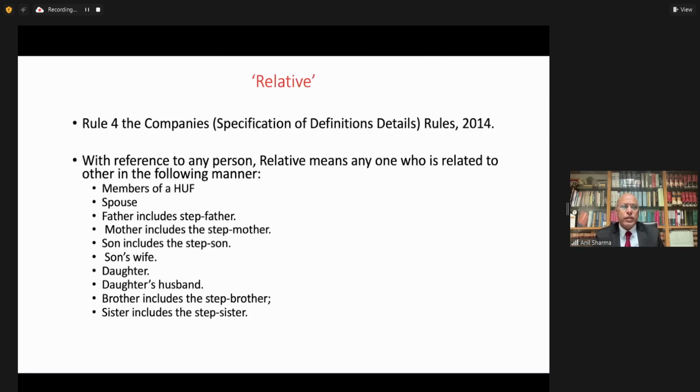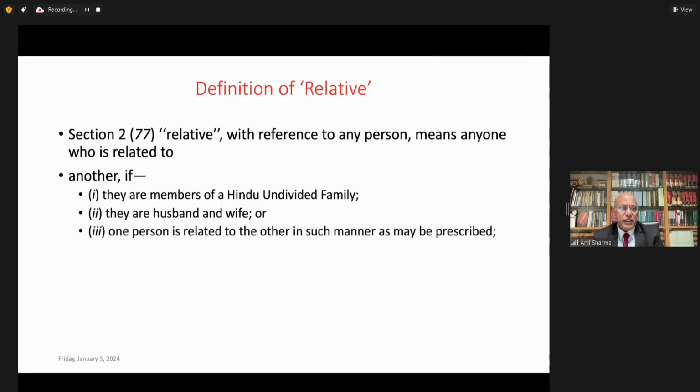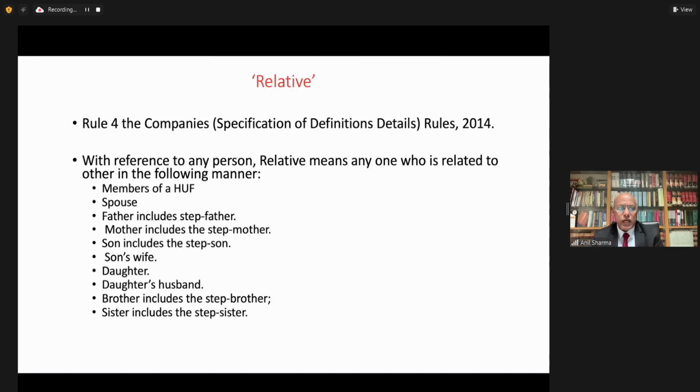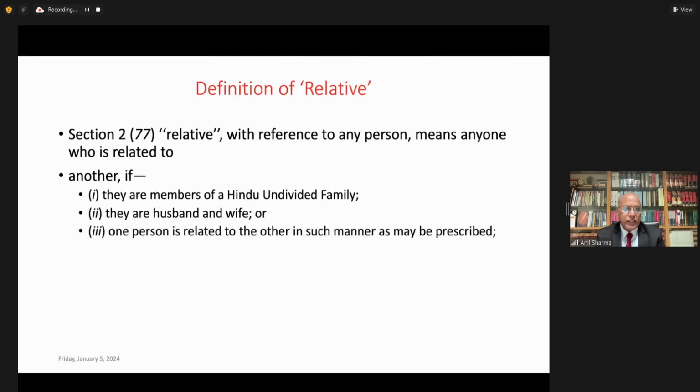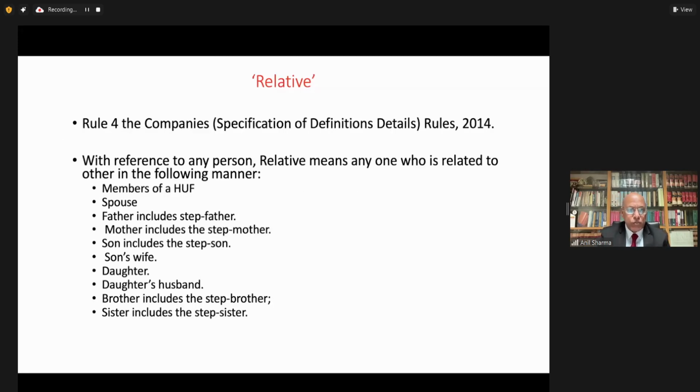And then this is again a residuary clause, and in the residuary clause, going back to rule 4 of the Companies (Specification of Definition Details) Rules 2014, they have given this: any person is related to the other in such manner as may be prescribed. So that prescription is coming from rule 4. Here you can see member of an HUF. This is again a repetition. Spouse is again a repetition, because if you see this, they are member of HUF, they are husband and wife. So both first two are there.